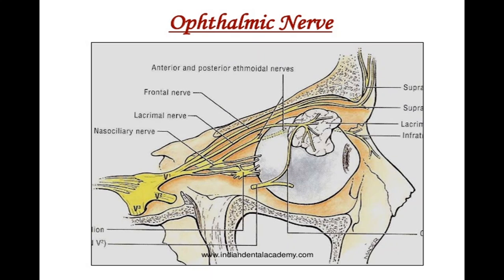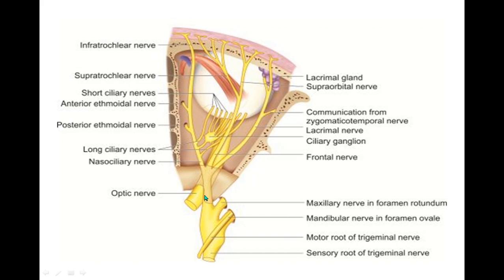So first the ophthalmic nerve. I will not go into the details of all its area of distribution; I will just explain its branches. This ophthalmic nerve, before entering the superior orbital fissure, divides into three branches. What are those three branches? The frontal, the lacrimal, and the nasociliary nerve. Here is one more picture showing you the same three branches of the ophthalmic: the nasociliary, lacrimal, and the frontal nerves.